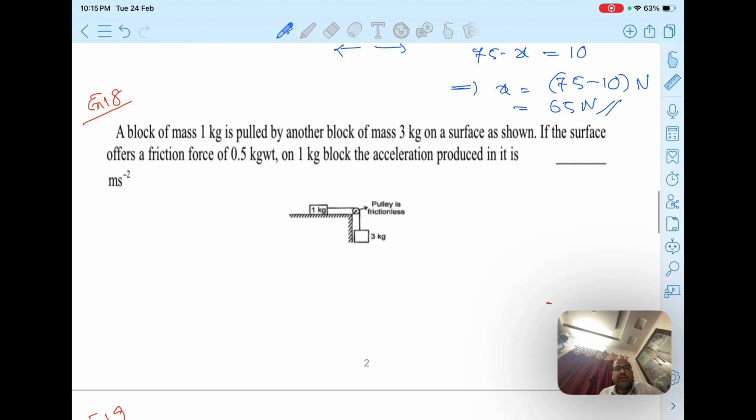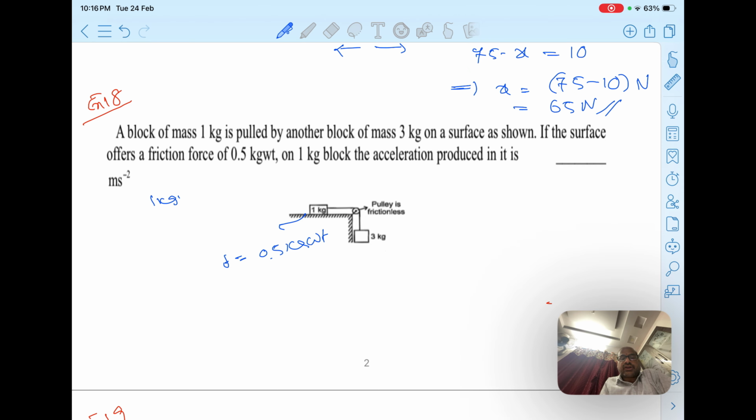Okay, now see this question. A block of mass 1 kg is pulled by another block of mass 3 kg on a surface. The surface offers a frictional force. Here the frictional force is given directly, as 0.5 kilogram weight. All of you know this very well.